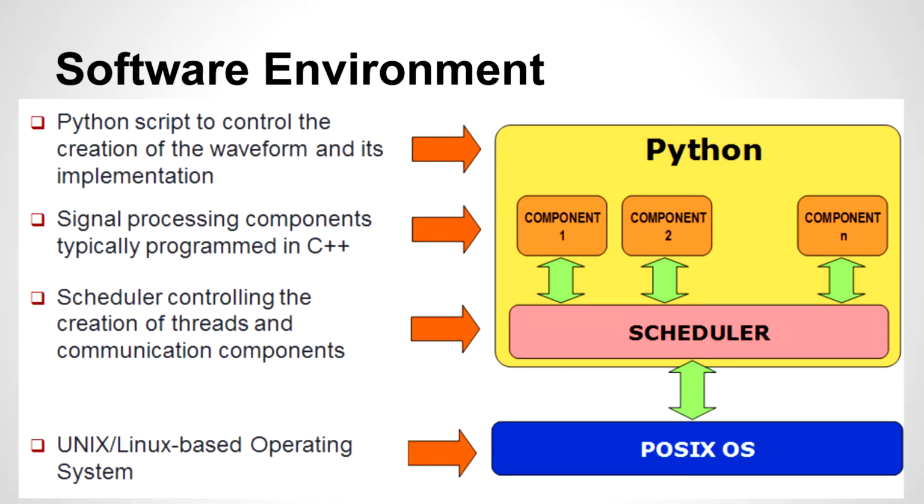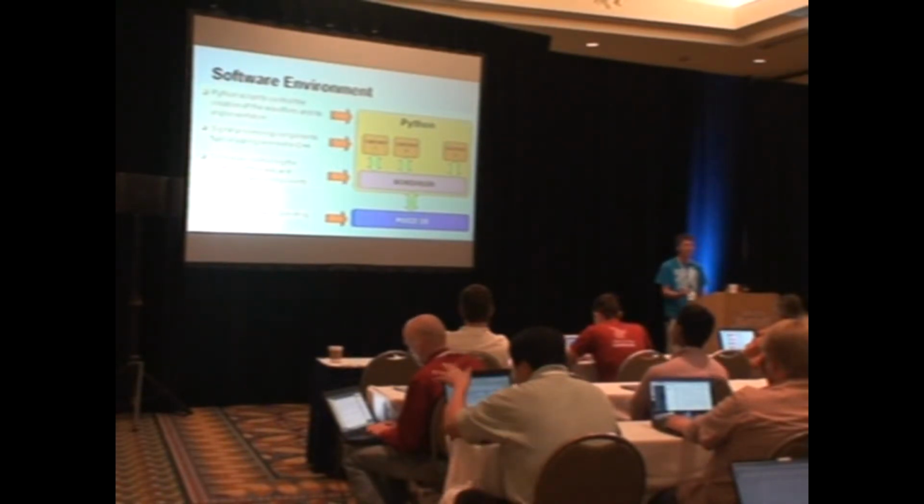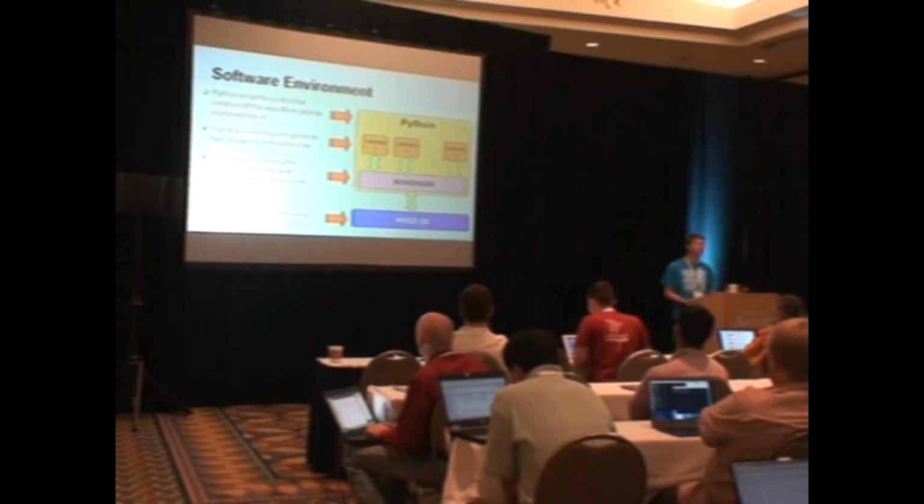So basically, this says Python script to control the creation of the waveform. So what happens is the signal processing blocks are typically written in C++. If you want, you can write them in Python, which is very convenient for rapid prototyping. Performance may suffer. And they're using Python to instantiate the blocks, but the flow graph basically all runs in C++. So one of the common misconceptions with GNU Radio is it would execute code in Python.